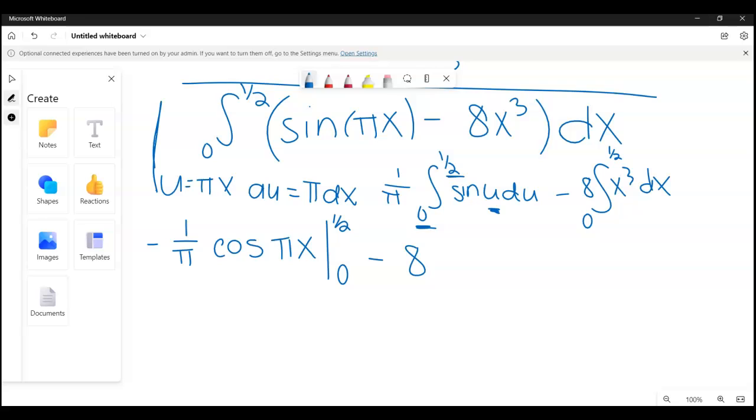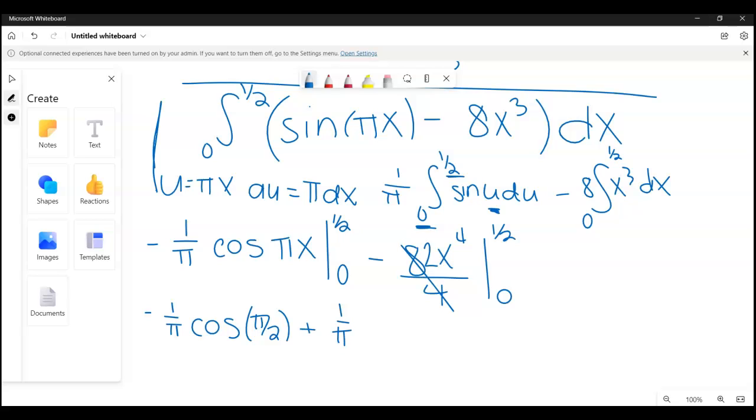Minus 8. What's the antiderivative of x cubed? X to the 4th over 4. Yep, so what's nice about the 4 and the 4 is 8 divided by 4 is 2. All right, now plug in your 1/2 and your 0. So you have negative 1 over pi cosine pi halves minus a minus, so a positive 1 over pi cosine of 0, minus 2 times 1/2 to the 4th minus 0.